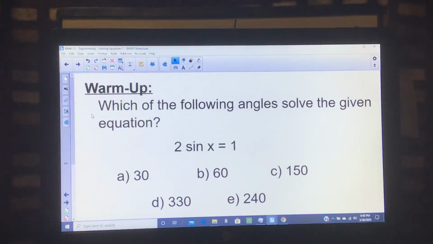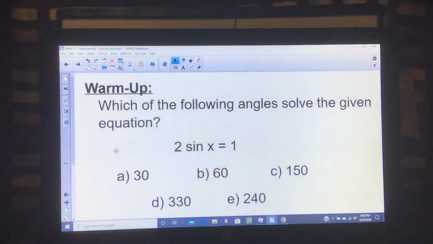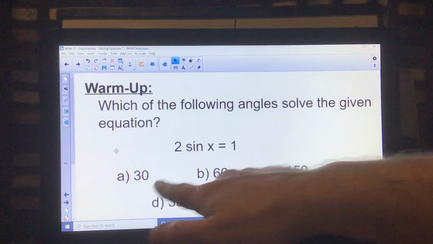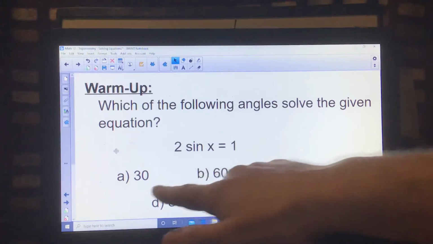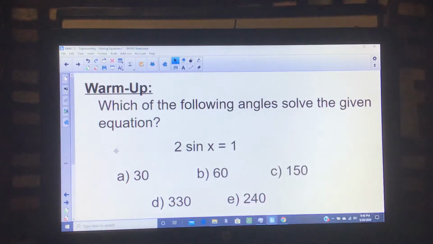Now, there's different ways to go about it. My goal is to show how we come up with the solutions in an analytical way, meaning how we solve this equation to get the answers. If you're not sure how to do that, you could at the very least try them out. In order for an equation to be true, if this is a solution, it should work in the equation. Basically, if 30 is a solution, 2 times sine 30 should give me 1.